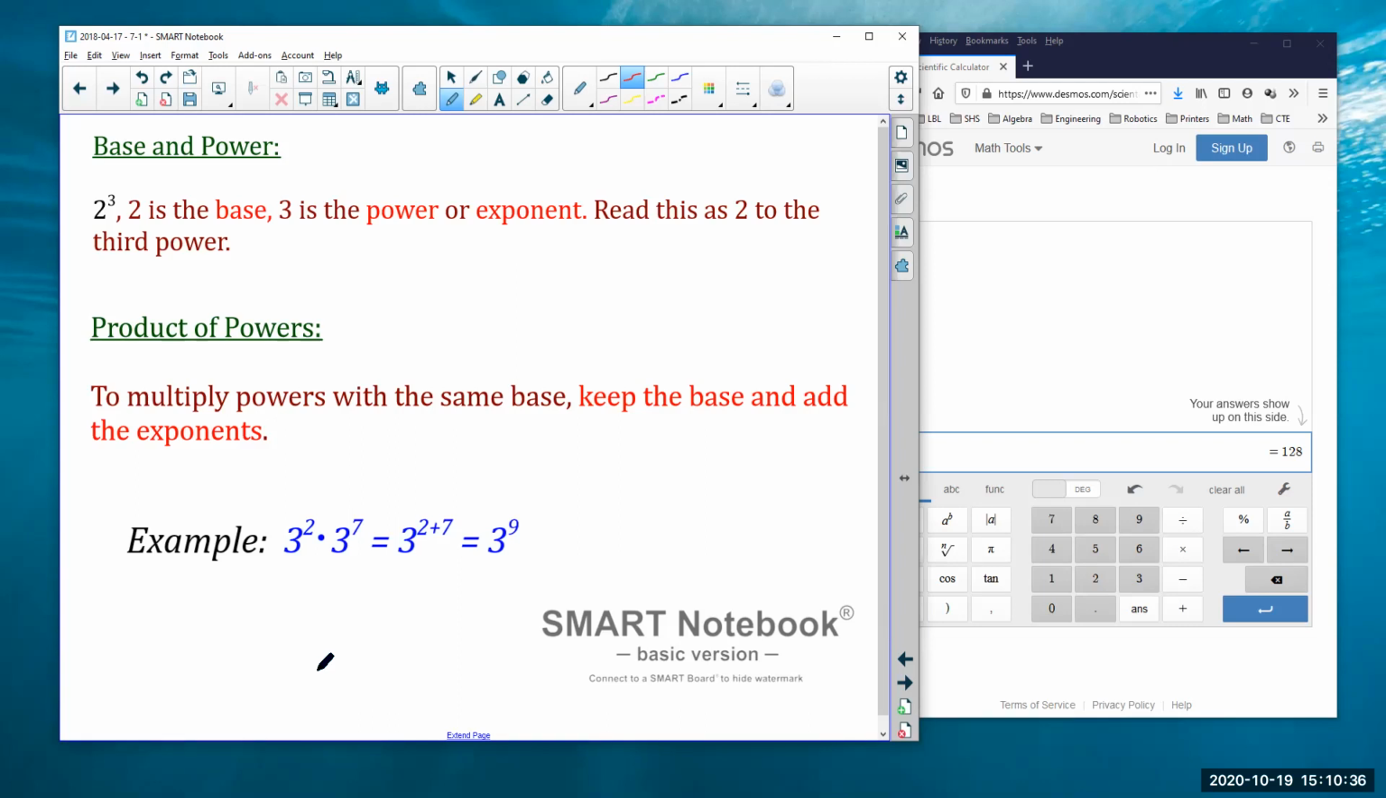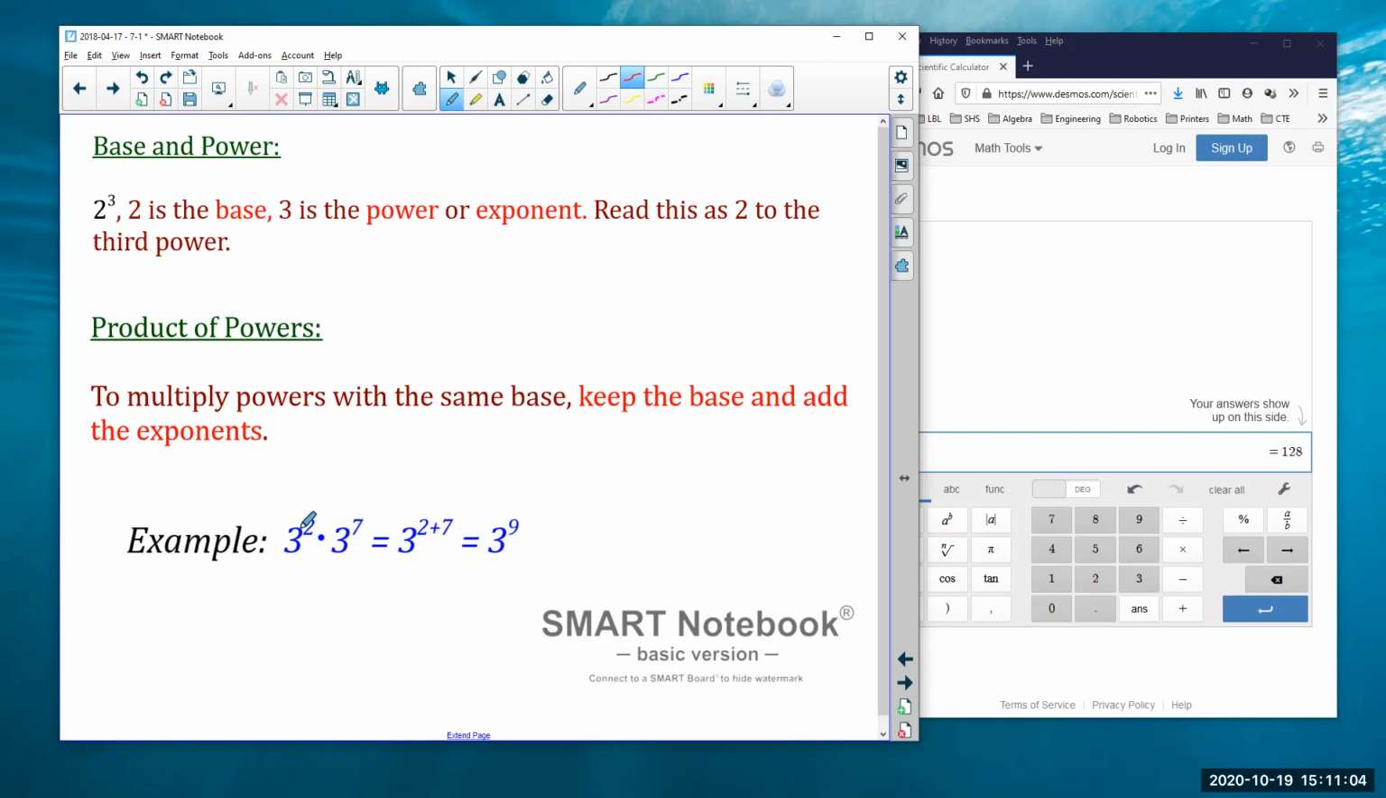Product of powers simply says that when we're multiplying powers that have the same base, we can just keep the base and add the exponents. So if I had 3 to the 2nd power times 3 to the 7th power, instead of writing that out as 3 times 3 times 3 and all that, I could just say it's 3 to the 2nd power and 3 to the 7th power.